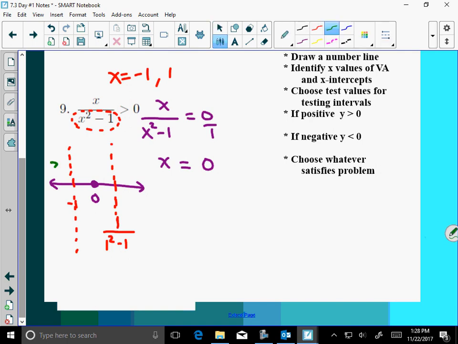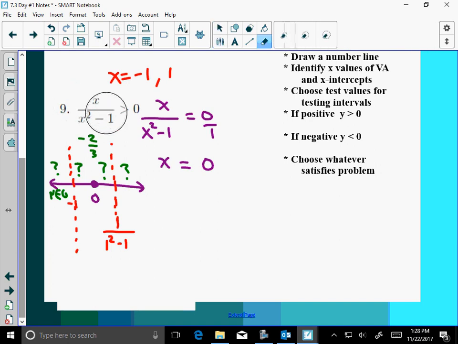Why? Because I have to know what the function does here. Is it greater than 0? I don't know. I have to plug in a number to the left of -1, and do the same thing here, here, and here. So let's see what happens. Let's plug in a -2. If I plug in a -2, I get this, and that makes that 4 minus 1. So I get -2/3. So in this section right here, I get a negative number. It's below 0. What happens if I plug in a -1/2?